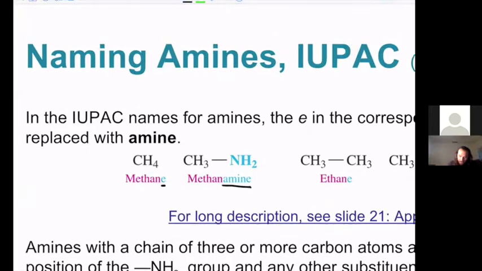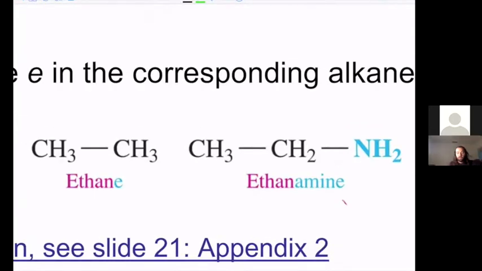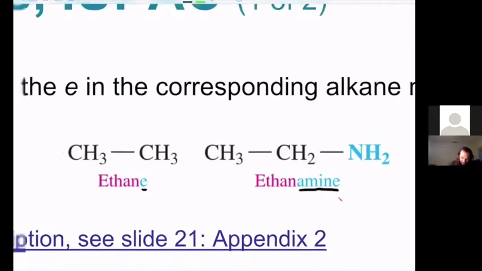If it was two carbons long, notice we're keeping that same prefix indicating the number of carbons that we've always had. One is meth, two is eth, three is prop, four is but, et cetera. So if we have a two carbon amine, it would be ethanamine. And again, that amine suffix is what we're going to be using to classify our amines.